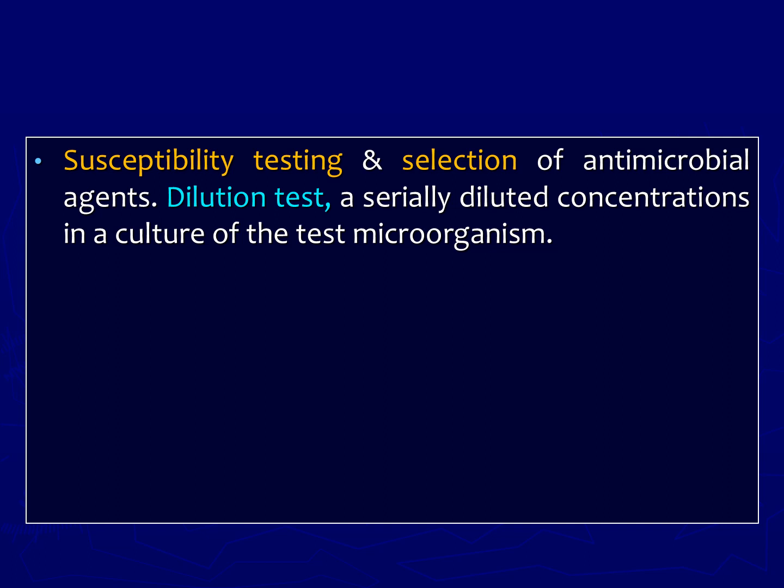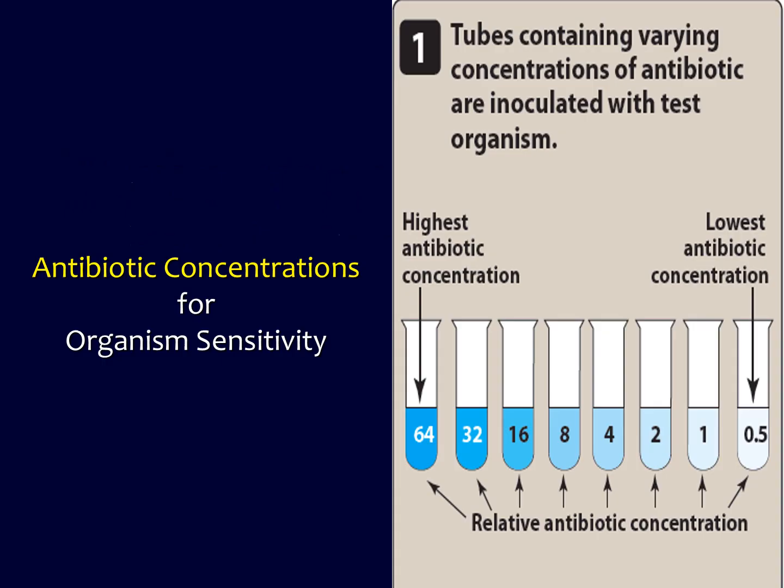Now, selection also depends upon susceptibility testing and selection of antibiotic agent. Usually there is a dilution test. Now these dilution tests involve serially diluted concentrations in a culture of the test microorganism. Here, diagrammatically, antimicrobial concentrations are shown from right, lowest antibiotic concentration, to left, highest concentration, that is 0.5 to 64. This is the relative antibiotic concentration in the containing tubes.